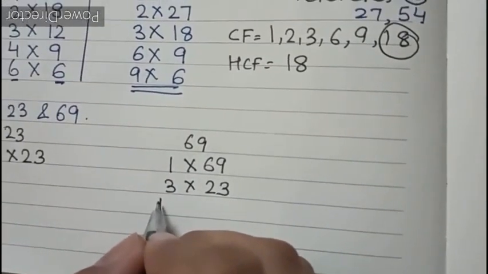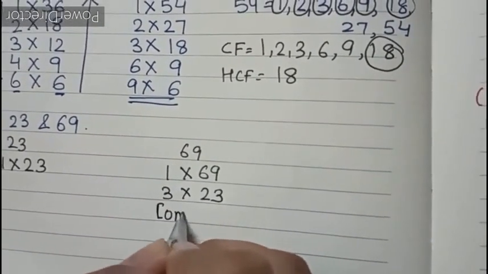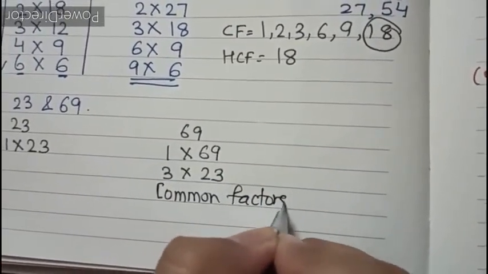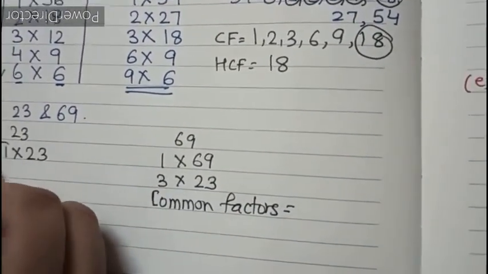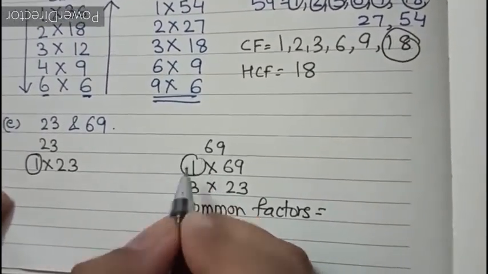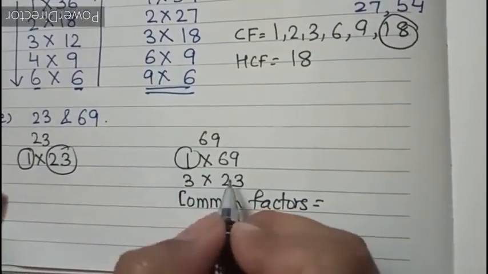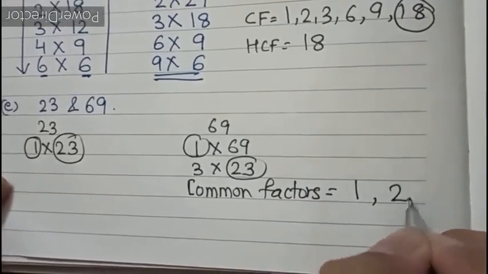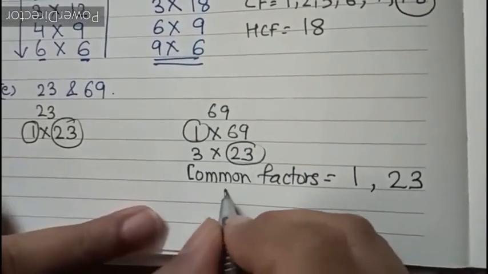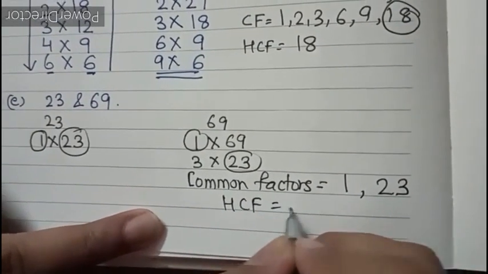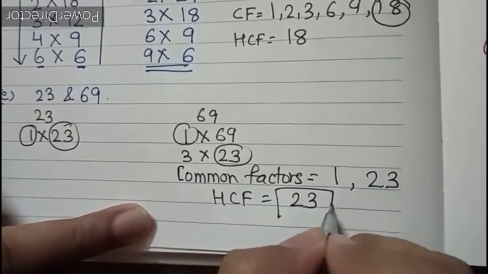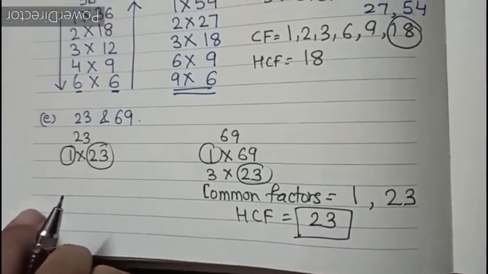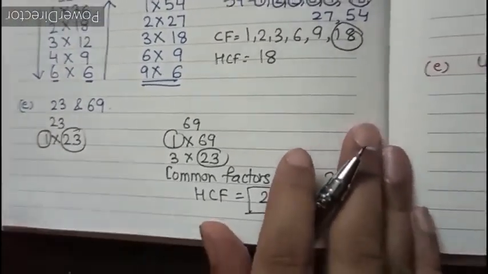We will make a list of common factors. We are saving space. Here 1 is there, 1 is here also, 23 is here, 23 is here also. So common factors are 1 and 23. So what will be the highest common factor? 23. Right? So the remaining parts you will do yourself.